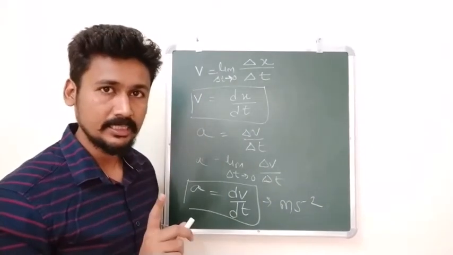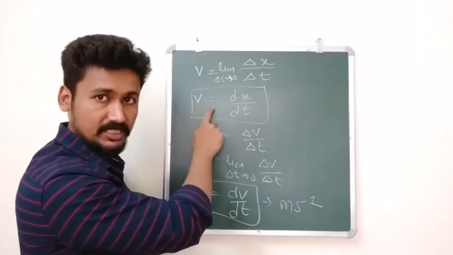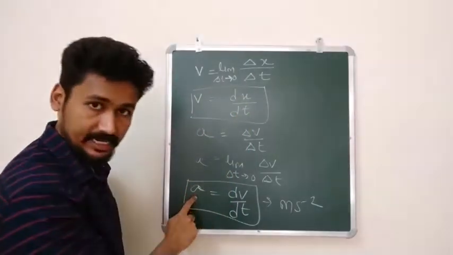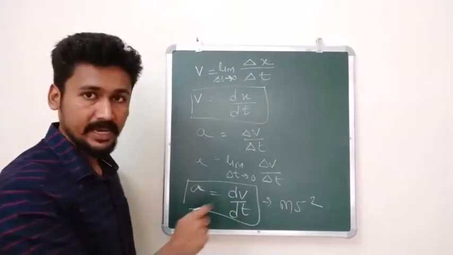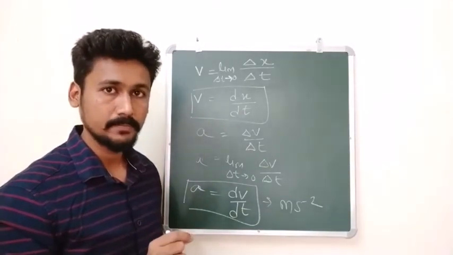Following this, what is the new thing you have learned? You can write v is equal to dx by dt, and you can write acceleration as a is equal to dv by dt. These two things are to be understood.